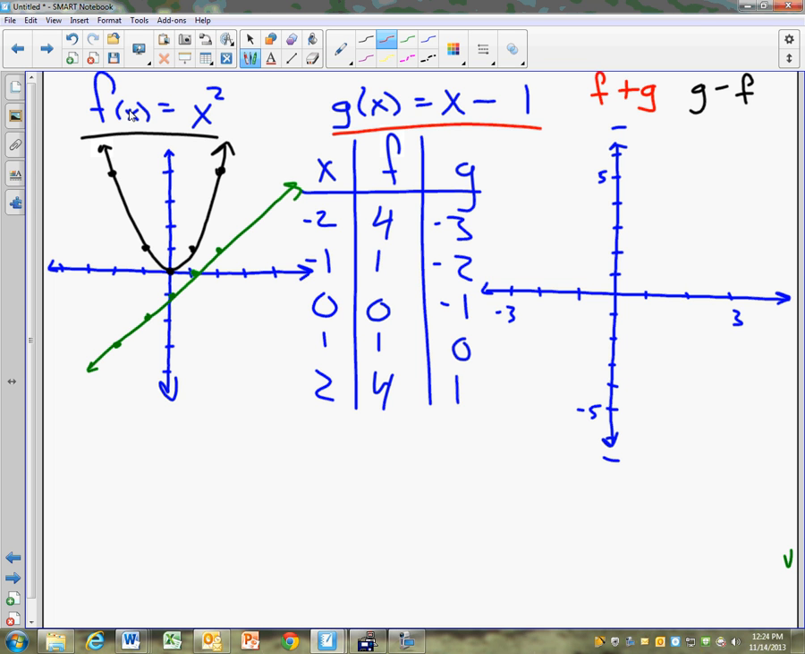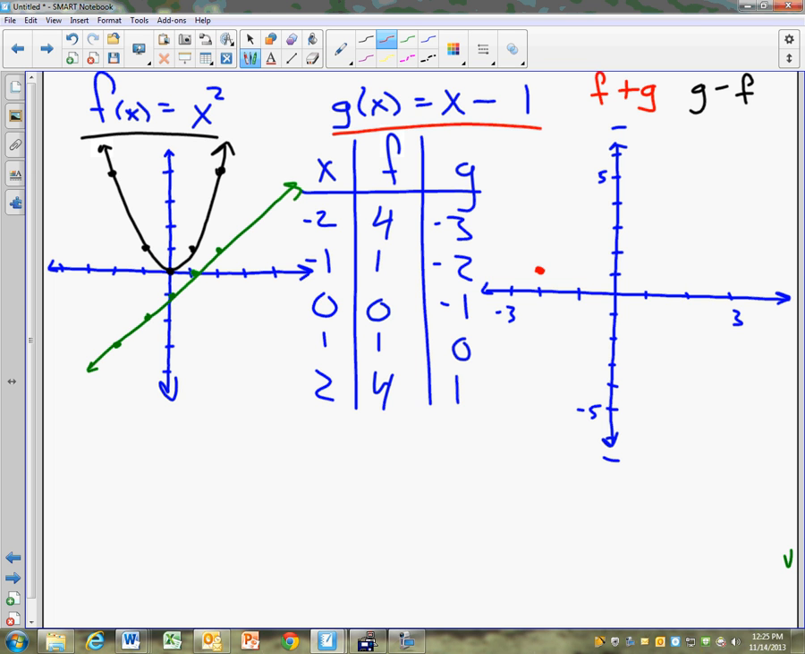So here's what I do. I locate an x value such as -2. I want to see what f plus g is for -2, and I look over here and find the outputs. What is the output for f at -2? What's the output for g at -2? If you take 4 plus -3, you get 1. So when you plug in -2 to f plus g, you get 1.